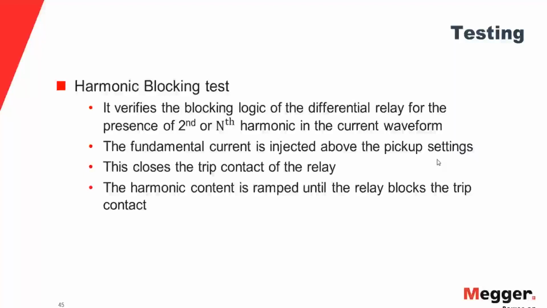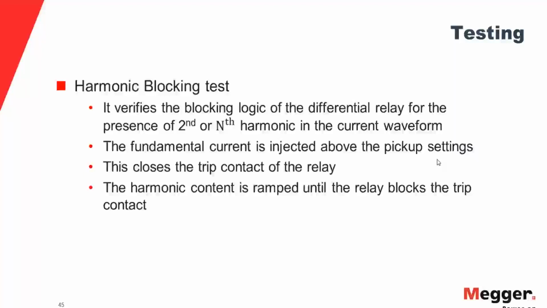Harmonic block test. We've discussed this, especially during the inrush condition. So how do you actually do a harmonic block test? The reason for doing it is to verify the blocking logic of the relay when there is a second harmonic or fourth harmonic or both present in the system.